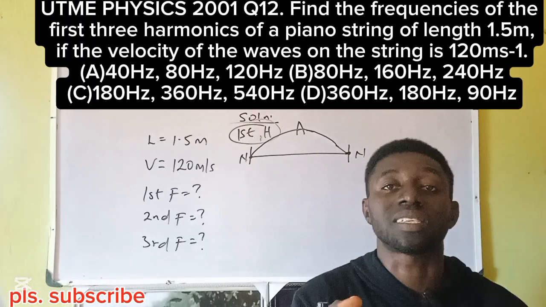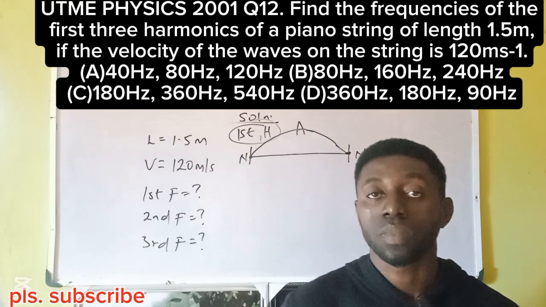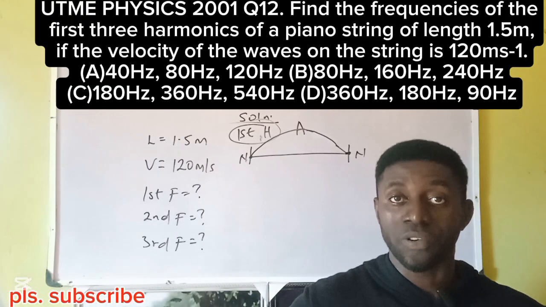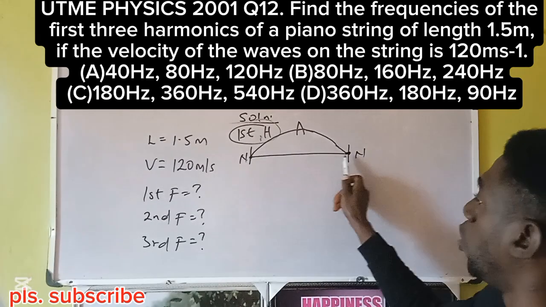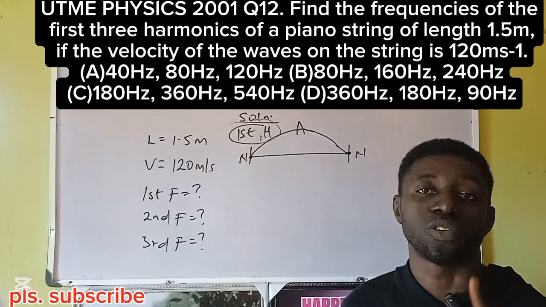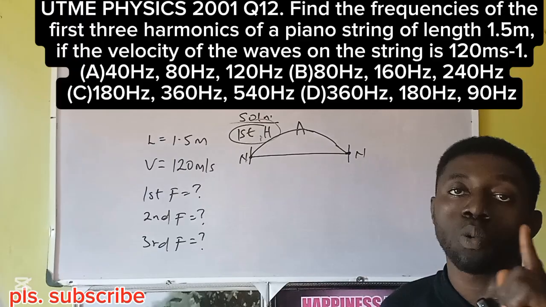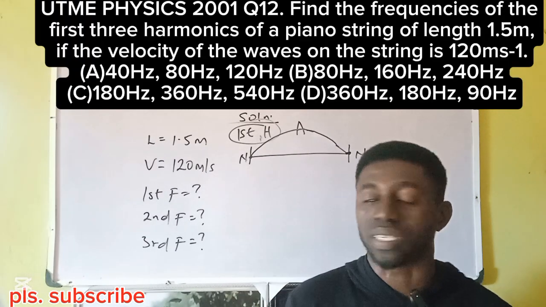Recall, wavelength is the horizontal distance in a wave that marks an angle of 360 degrees. Pay attention. Wavelength is the horizontal distance in a wave that must mark 360 degrees. Observe, from node to node, we have 180 degrees. From node to antinode, we always give you 90 degrees. Antinode to node again, 90. 90 plus 90, 180. So the interval between two nodes is 180 degrees.